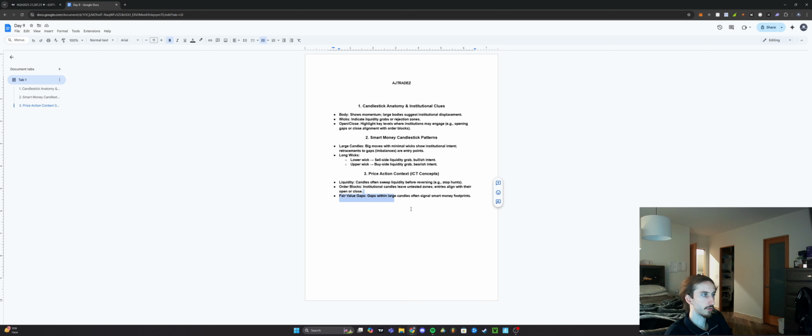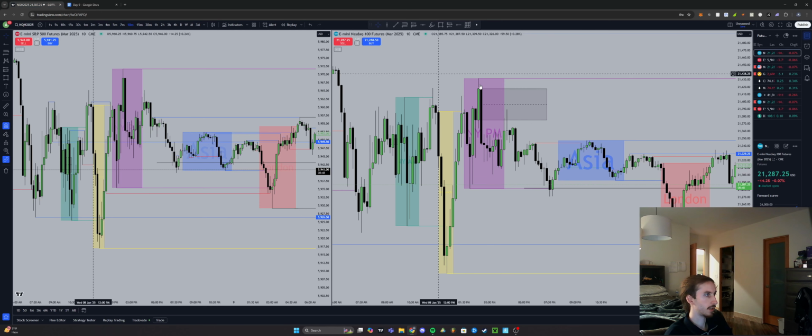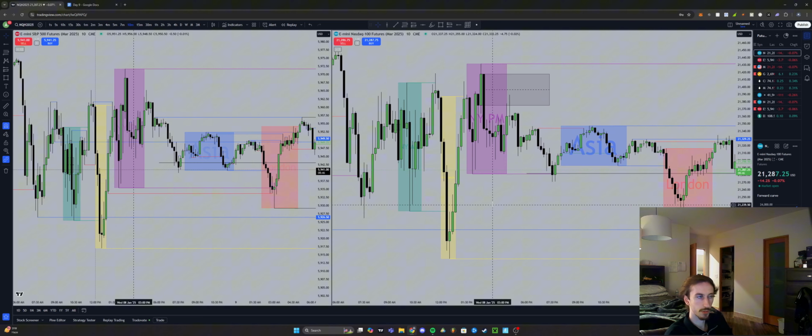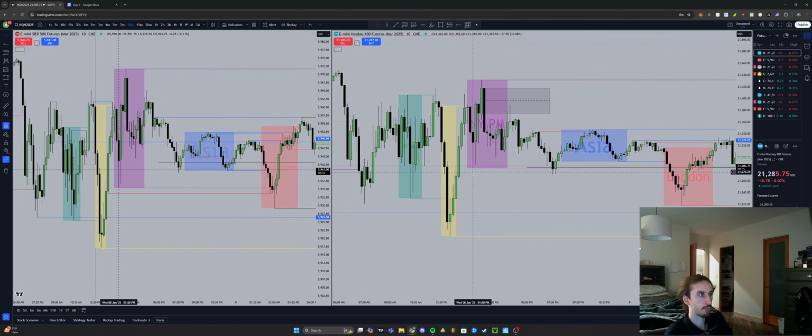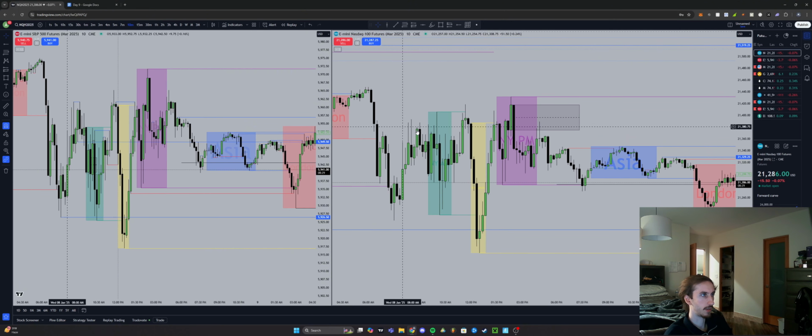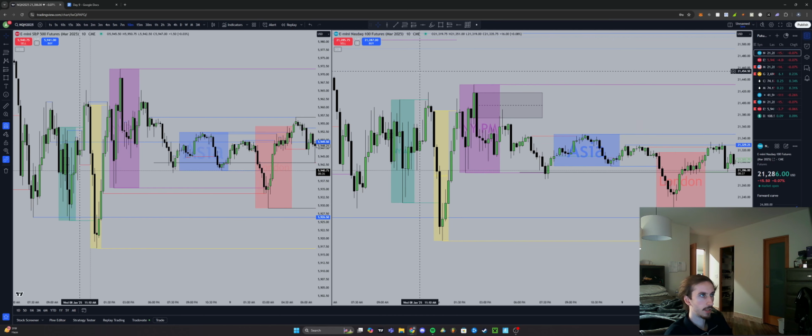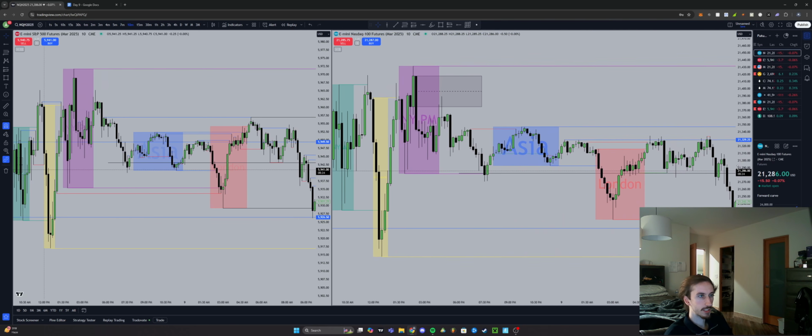And then of course you have fair value gaps. Gaps within large candles often signal smart money footprints. If you look at every single gap, if it's in line with the drawn liquidity, it's going to respect. What I mean by that, if price is bullish, it's going to respect bullish PD arrays or bullish gaps, bullish order blocks, bullish mitigations, and vice versa. If price is bearish, it's going to respect bearish PD arrays and disrespect bullish PD arrays. So again, it's a very simple concept to understand.